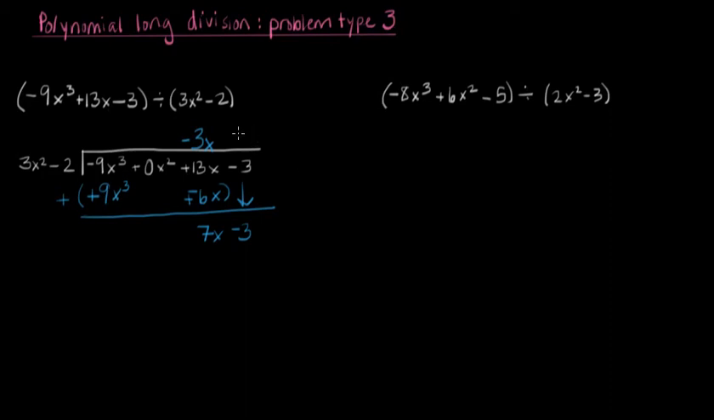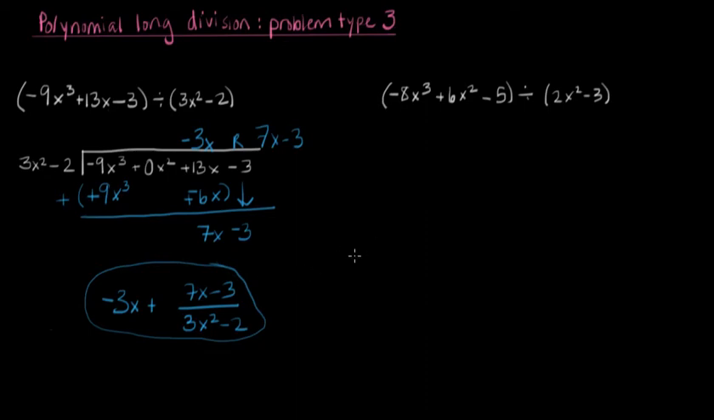So all we're left with now is a remainder. So the remainder is 7x minus 3. And so how we would write that quotient is negative 3x plus 7x minus 3 over the divisor, 3x squared minus 2. And that's how we do that one. So this would be our final answer.